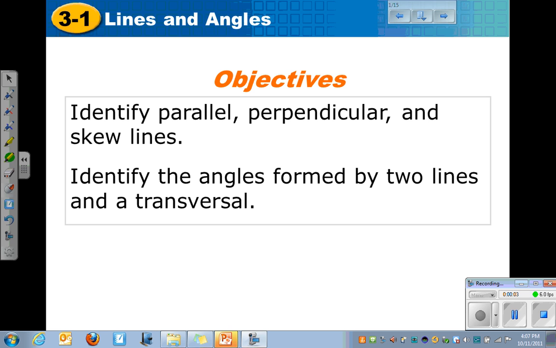Okay, today's lesson is 3-1, lines and angles. You are going to identify parallel, perpendicular, and skew lines, and also identify the angles formed by two lines and a transversal.